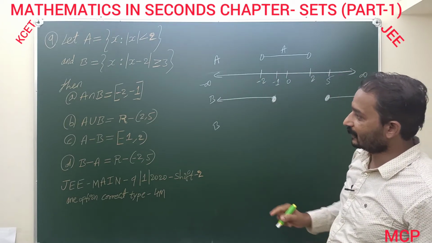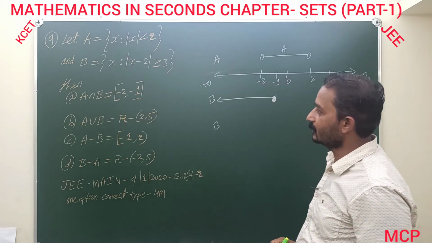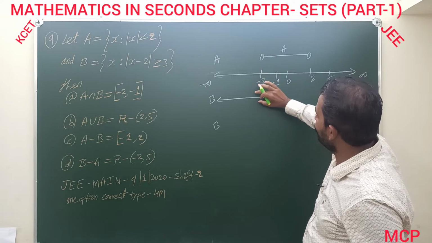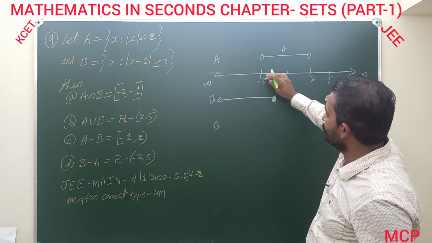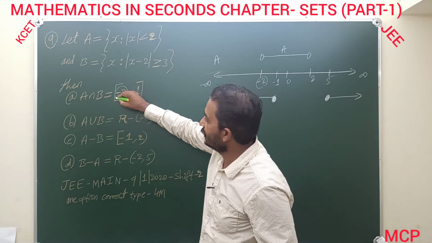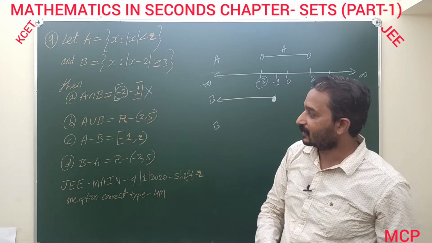So take the first option, A intersection B. Here minus 2 belongs to B but does not belong to A, hence minus 2 does not belong to A intersection B. Option A says minus 2 is included, so option A is wrong.